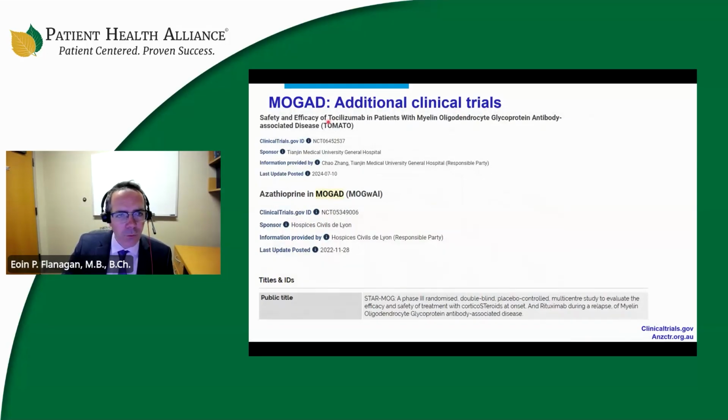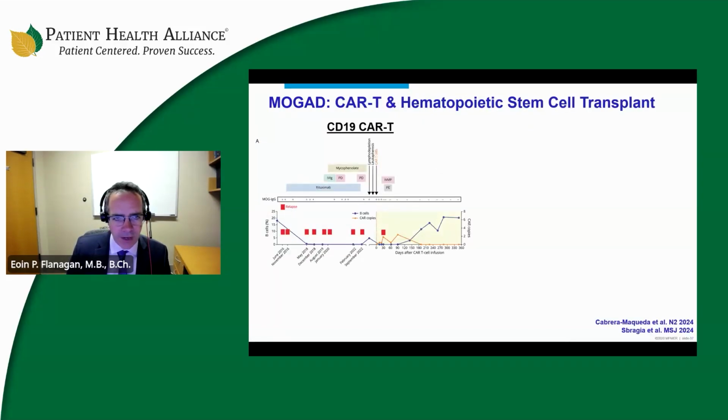There's a few other trials. There's one of this interleukin-6 receptor blocker called tocilizumab in China that we're hoping may read out soon. There's a trial of azathioprine, that's another immunosuppressant, in MOGAD in France. And then there's the STARMOG trial in Australia looking at rituximab, that's that B-cell depleting medication. We weren't sure it works quite as well, but the clinical trial should be really able to answer that question definitively for us. So it's very exciting that we have lots of trials available.